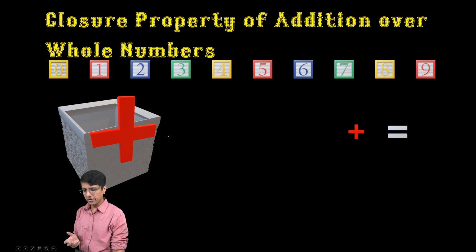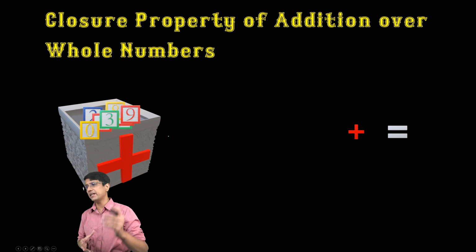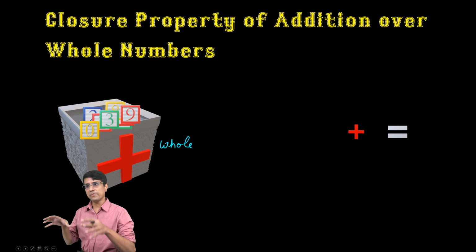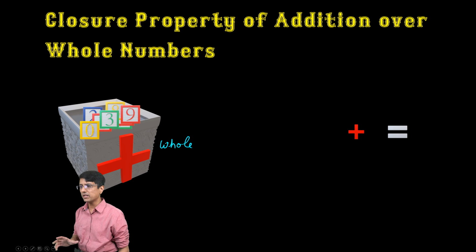We said that we can put together all the whole numbers from 0 till infinity, as large as we can possibly imagine, and we can put them in a set. We can group them together. Right? So this bucket is our bucket of whole numbers. All the whole numbers are there in this bucket. Not only numbers till 9, but all possible numbers are there in this bucket.